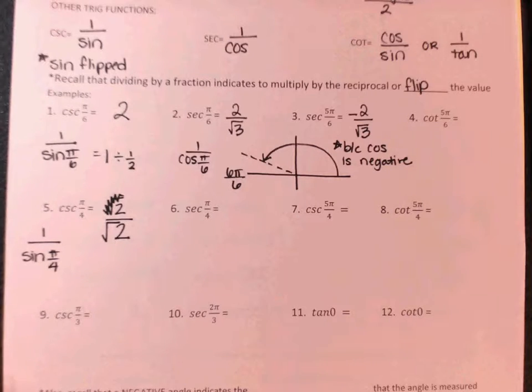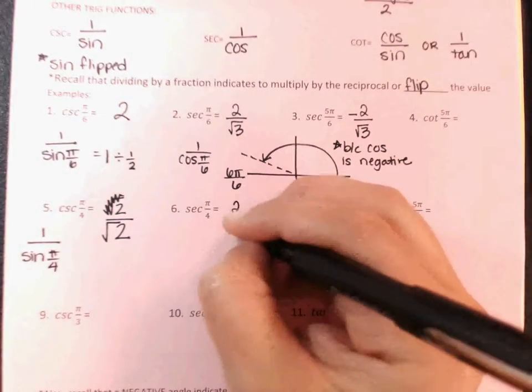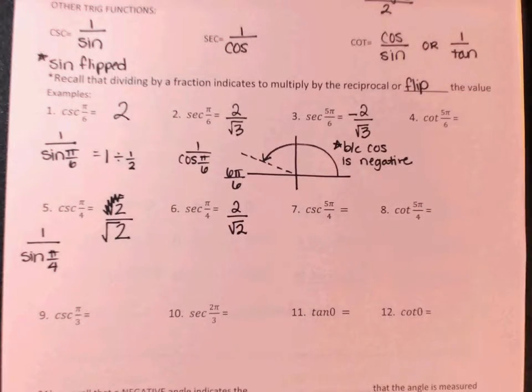Now, remember that for your pi fourths finger, that's your middle finger. The number of fingers on top and on bottom are the same. So if sine is root 2 over 2, what's cosine as well? Root 2 over 2. But I have to remember to do what? Flip it. So it would be 2 over root 2.